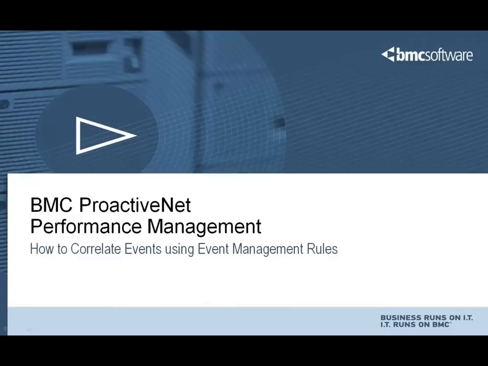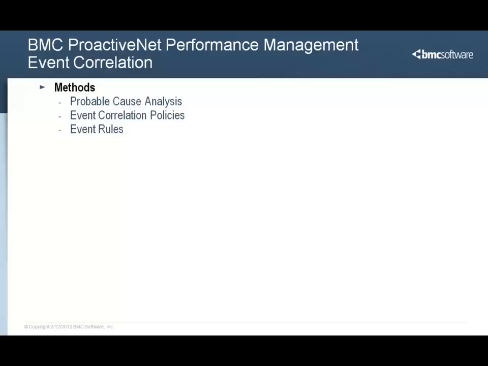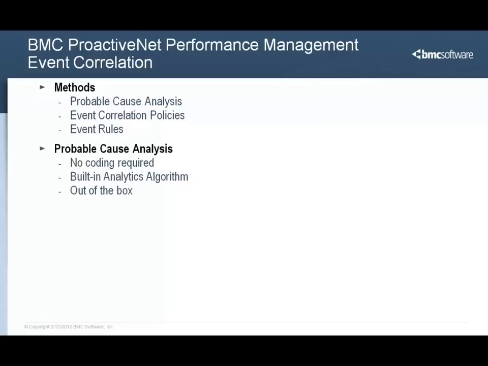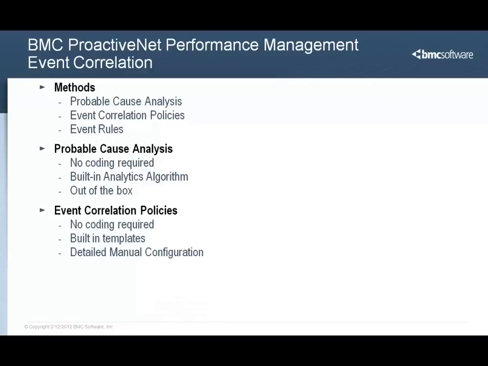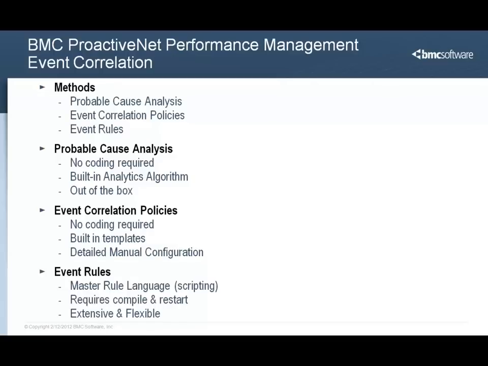Now, before we dig into the details, let's go over a few basic concepts regarding event processing within BPPM, because you have multiple capabilities. BPPM supports three methods of event correlation: probable cause analysis, policies, and the event correlation rules. Probable cause analysis requires no coding, and it leverages the probable cause analytics algorithms. Policies, on the other hand, are based on templates and do require some manual configuration, but no coding. Event rules require coding and knowledge of what's called MRL in the product. And that is what this session is about.